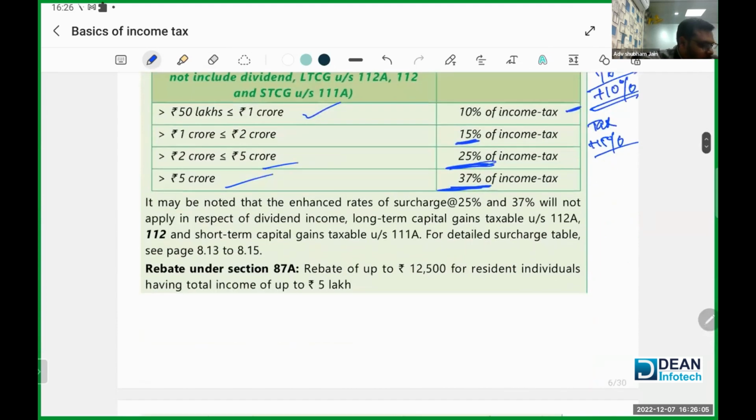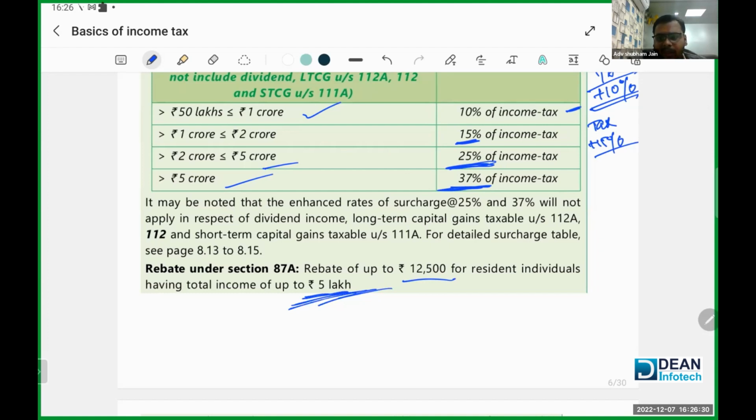After that, there are some deductions for capital gains and all. We are going to see it further. Then there is a rebate of up to rupees 12,500 for any person who is having total income up to rupees 5 lakh. If anybody earns income below 5 lakh rupees, they get a rebate of 12,500 rupees, or the tax, whichever is lower.